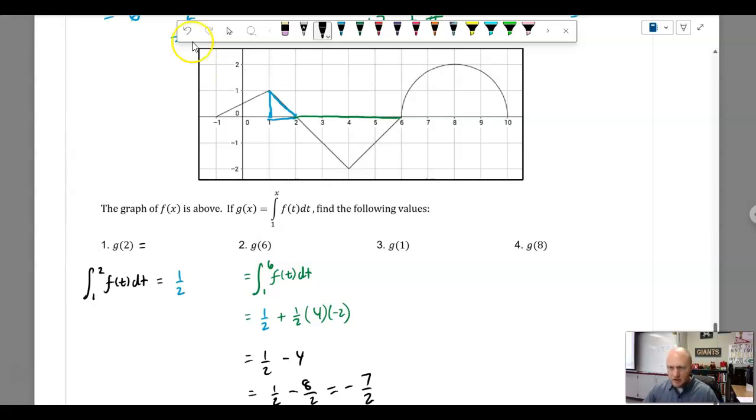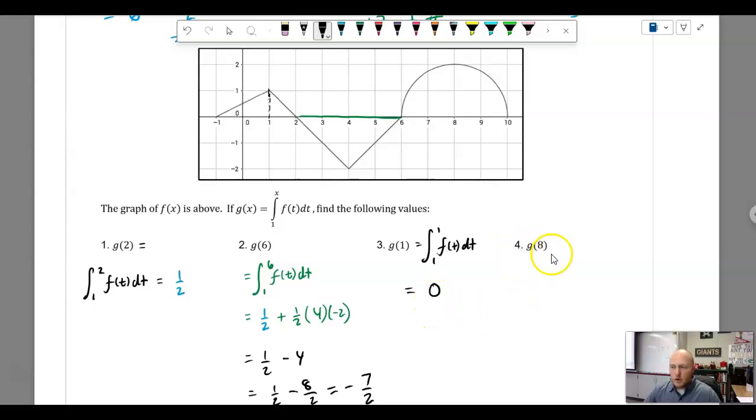-7/2. Okay, last topic for today, a kind of new thing, is number 3, g of 1. This is going to be the integral from 1 to 1 of f of t dt. And this is a property of integrals. Whenever your limits of integration, or your bounds, are exactly the same, your answer is going to be 0. You might be asking yourself, why? Well, we do area under the curve, and if I'm going from 1 to 1, I don't have any width. My width is 0. So if I'm multiplying by 0 to find area, area under the curve is going to be 0. So 0 for that one.